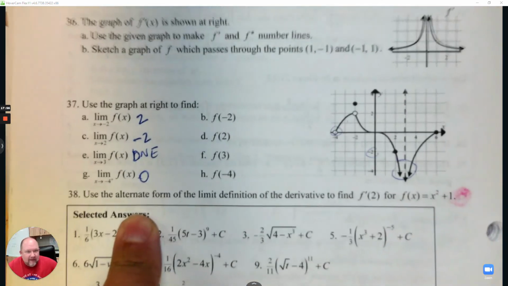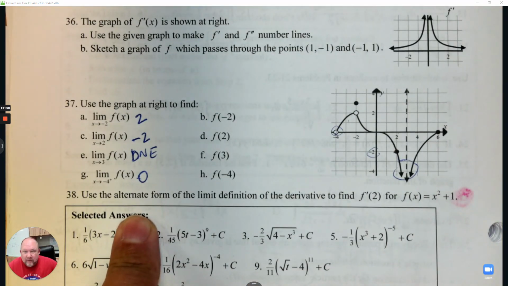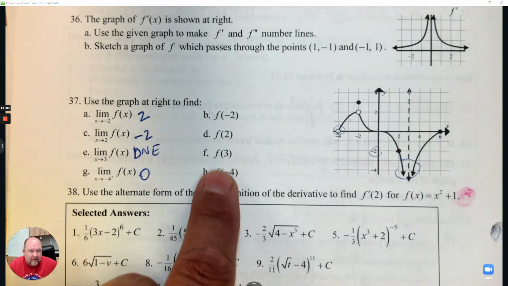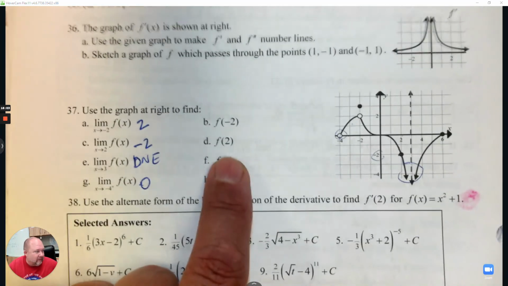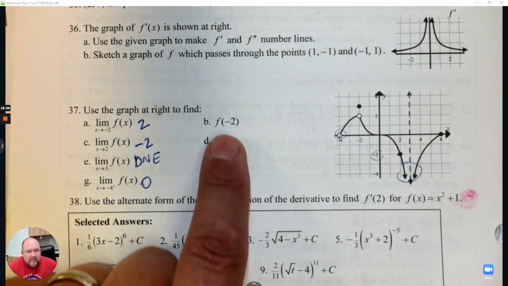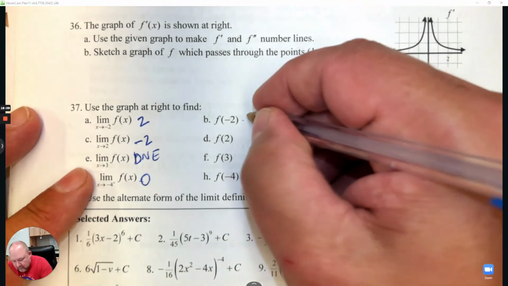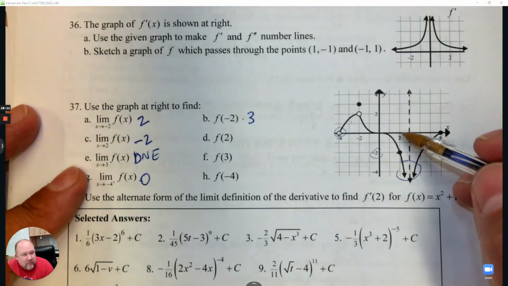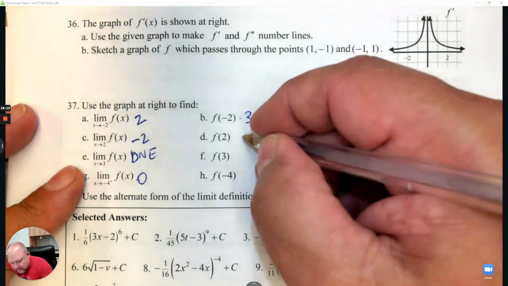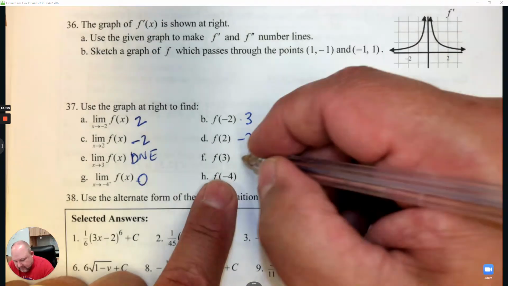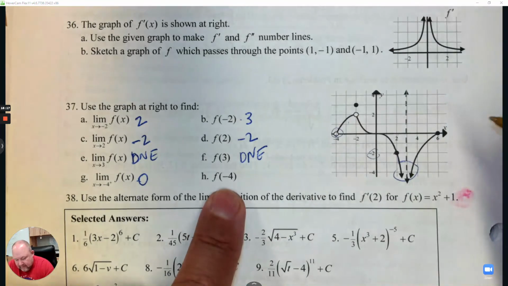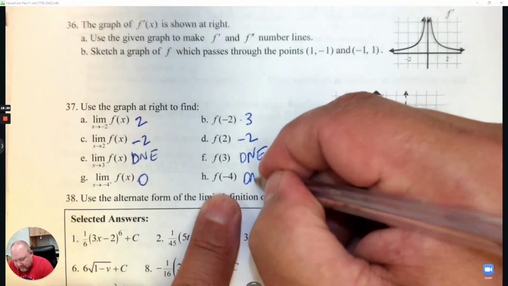I'm not going in order, right? I'm going down the column. I should be doing it like this here. So these are the function values here on the right. So f at -2 equals 3. You're looking for the closed point. f at 2 equals -2. f at 3 doesn't exist because there's an asymptote. And f at -4 doesn't exist because it's a hole.